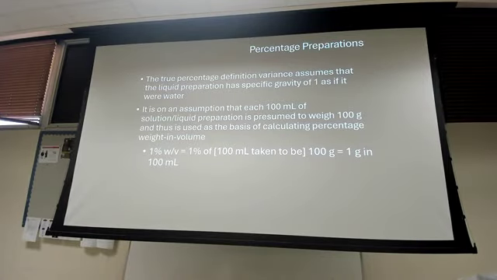And so we always assume that the specific gravity of the liquid will always equal 1 as if it were water. So you don't have to worry about any of that when you see any of the solution problems. And then, as I said before, 1% weight per volume, 1% of 100 milliliters is taken to be 100 grams. So 1 gram in 100 milliliters.